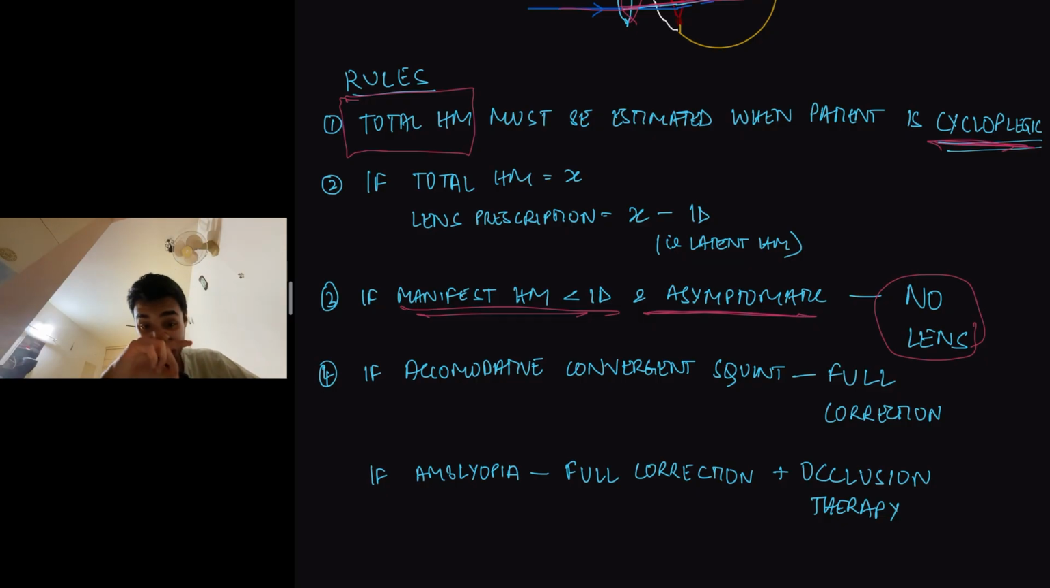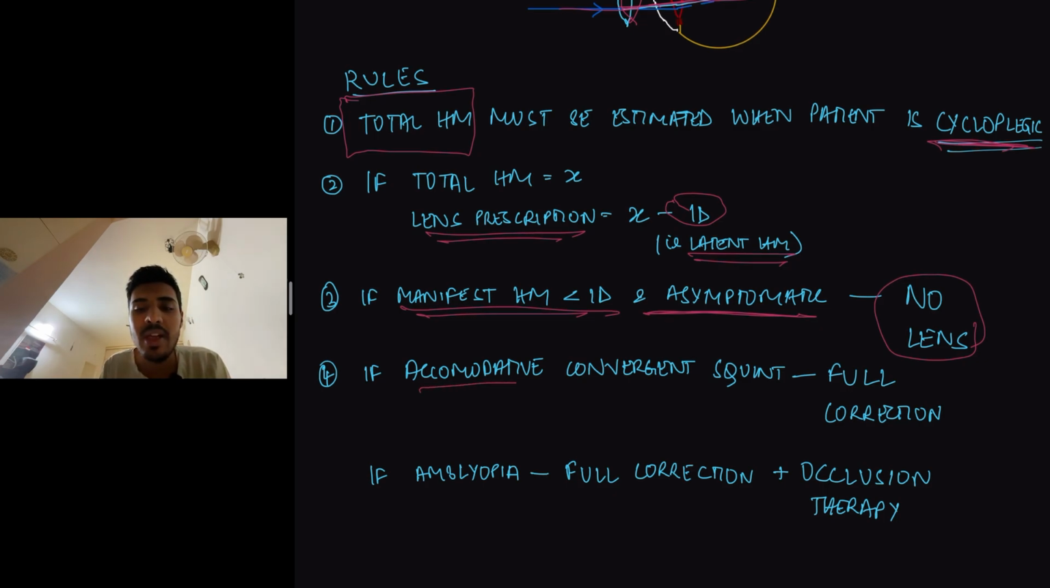But if the patient has symptoms, then the lens prescription is always total hypermetropia minus 1 diopter. Why are we subtracting 1 diopter? Because we don't want to correct the latent hypermetropia. The latent hypermetropia is corrected without any accommodation. The inherent tone of the ciliary muscle is correcting the latent hypermetropia. We just want to correct the manifest part, except in two conditions.